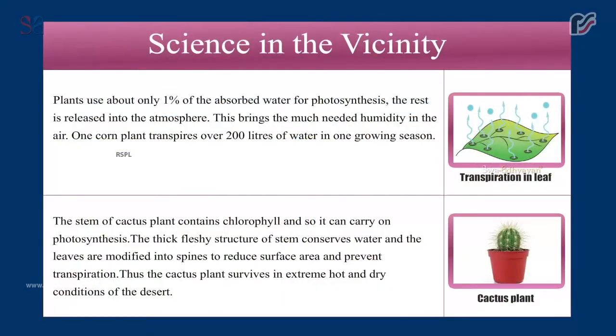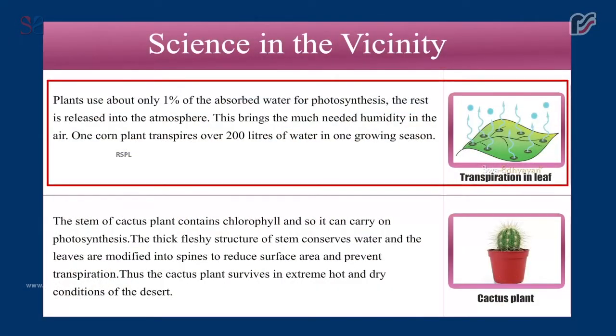Science in the vicinity. Plants use only about 1% of the absorbed water for photosynthesis. The rest is released into the atmosphere. This brings the much needed humidity in the air. One corn plant transpires over 200 liters of water in one growing season.